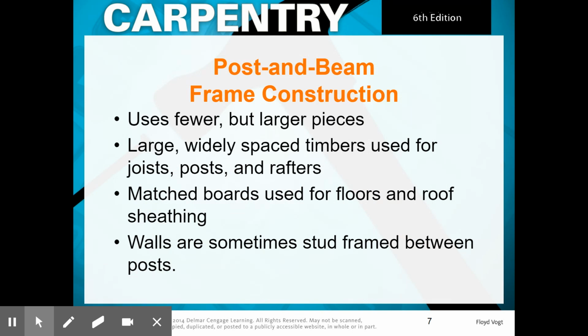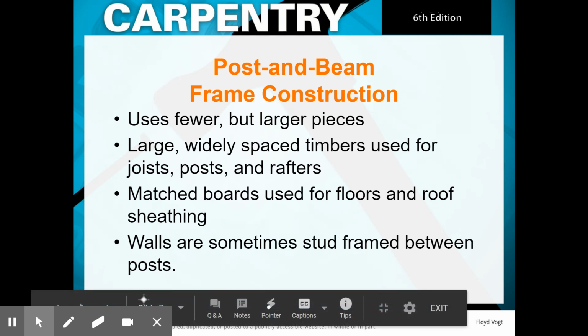Post and beam construction, this is the third one that we mentioned earlier. It uses fewer but larger pieces. They use large widely spaced timbers for joists, posts, and rafters. Matched boards are used for floors and roof sheathing, which we'll be seeing in a second. And the walls are sometimes stud framed between the posts.